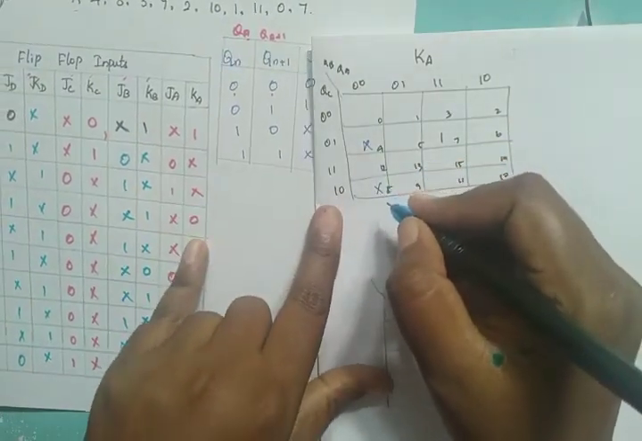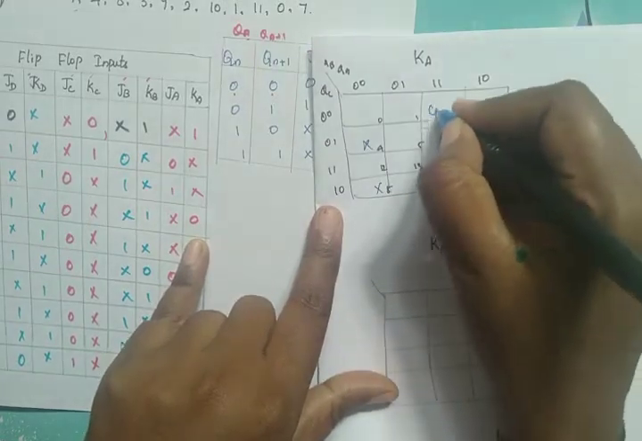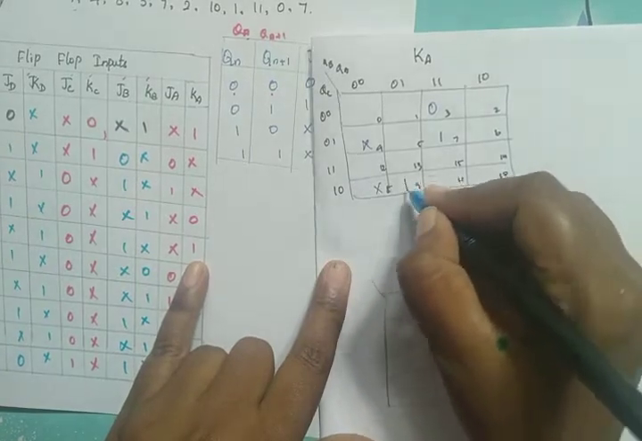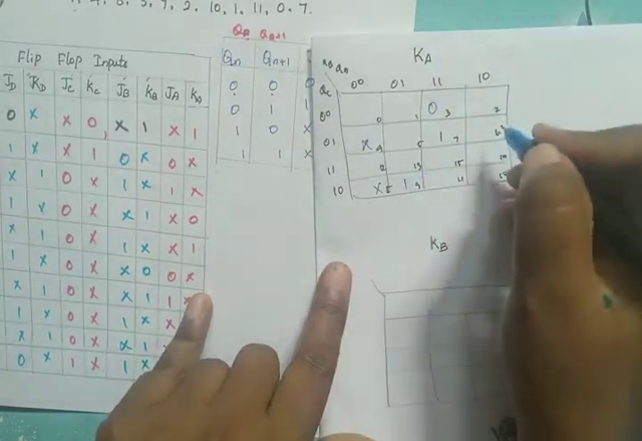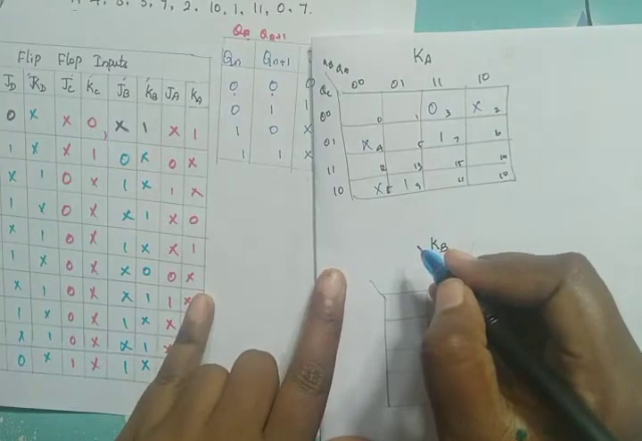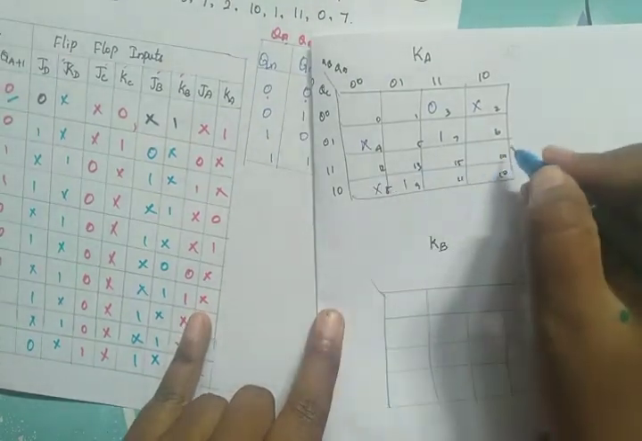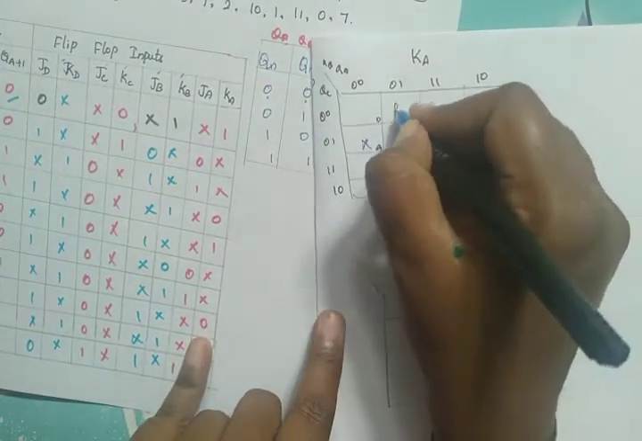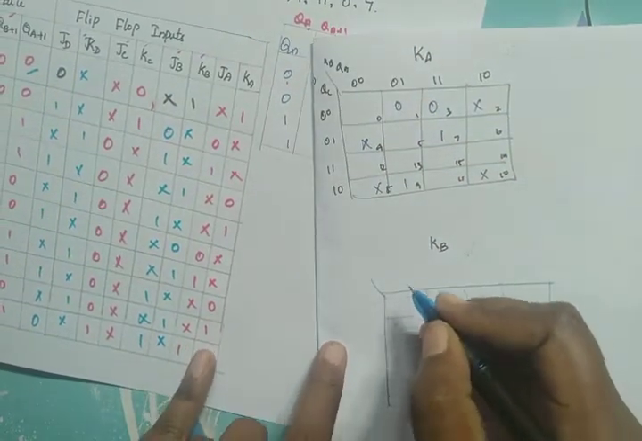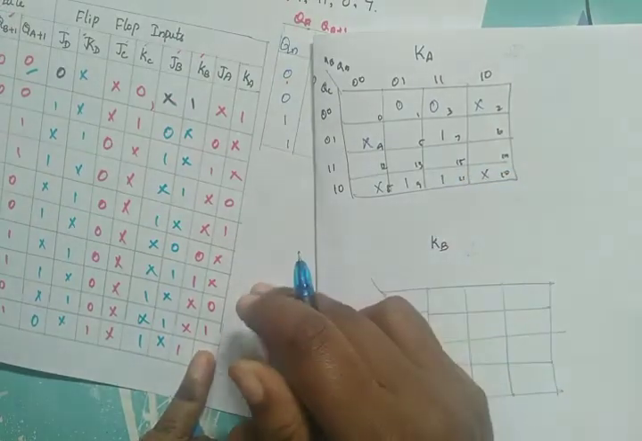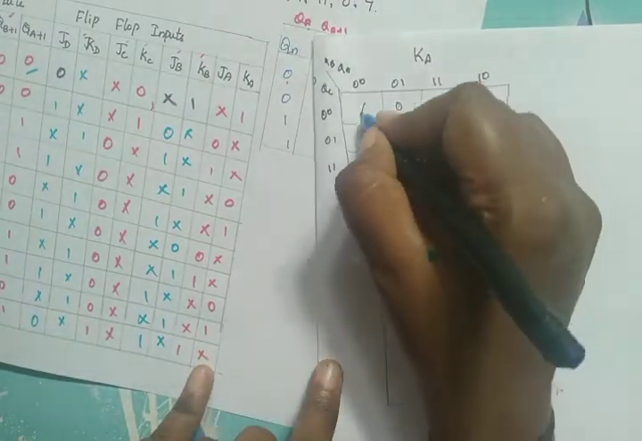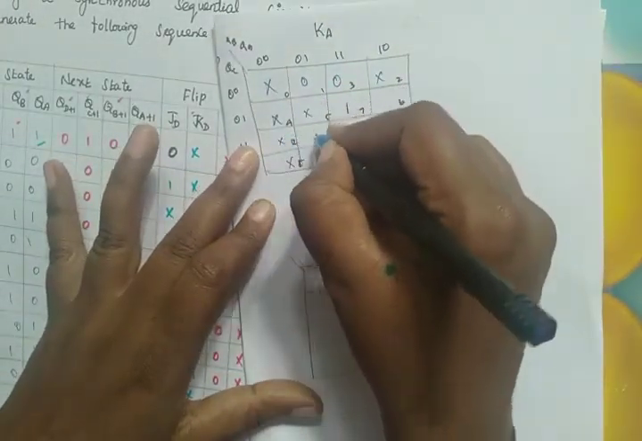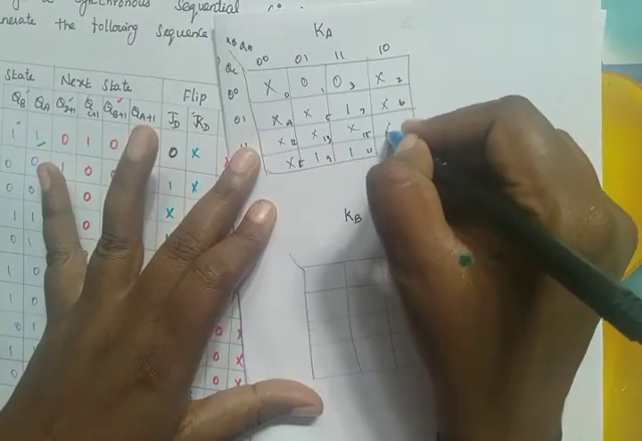Then the next number is 3. For 3 it is 0. Then the next number is 9. For 9 it is 1. Next 2, X. Then 10, X. Then the next one is 11. For 11 it is 1. For 0 it is X. Then the rest we have left, so fill this as X, X, X, X, X, X.